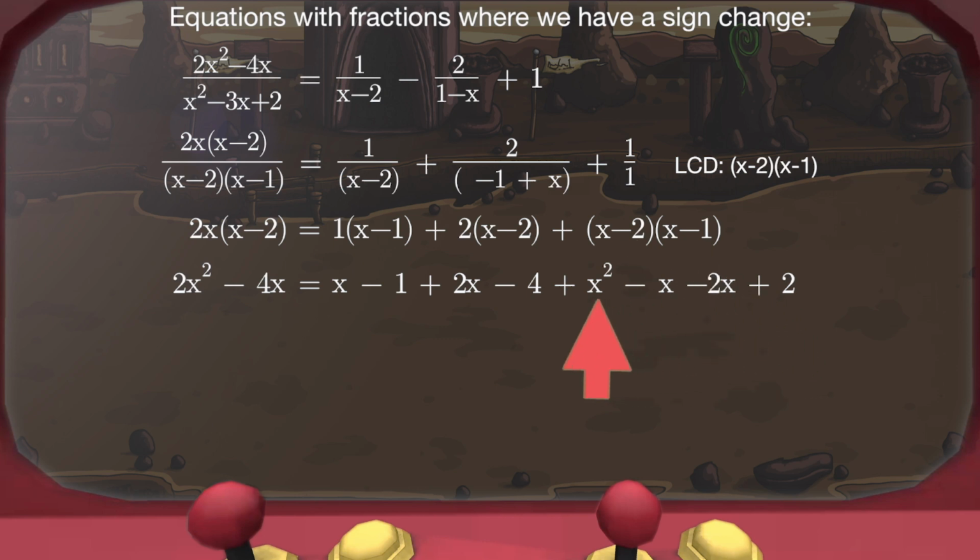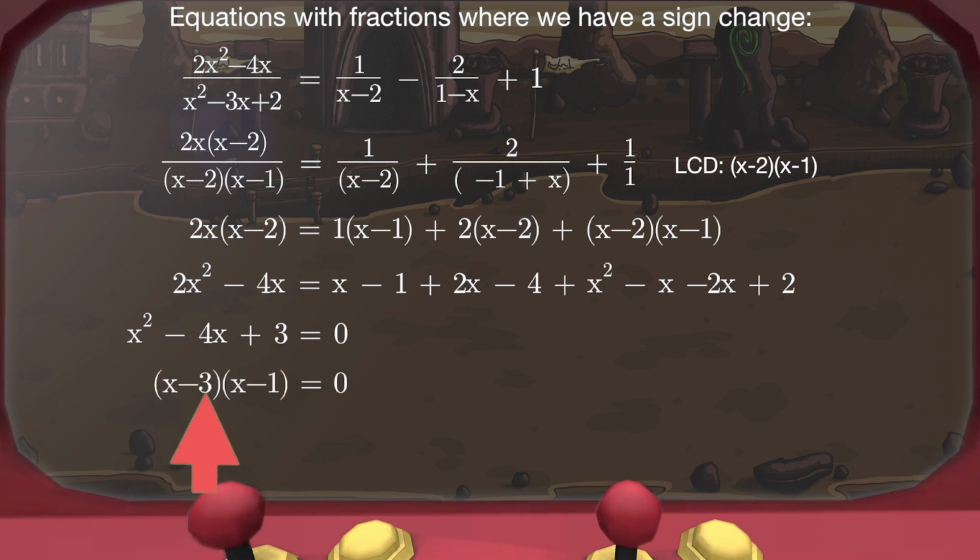And as you can see, in all of these answers that are left, we've got an x squared, so this is a quadratic equation. So we're going to move all our terms to one side, and we're going to simplify. And then I end up with x squared minus 4x plus 3, which is equal to 0. Now in this quadratic equation, which is a trinomial, I'm going to do factorization, and then I end up with x minus 3 and x minus 1 equals 0.